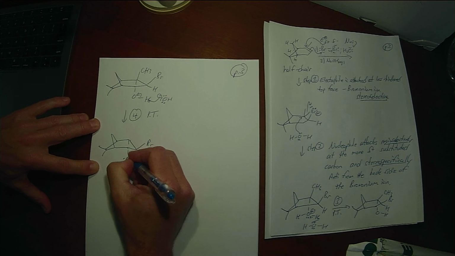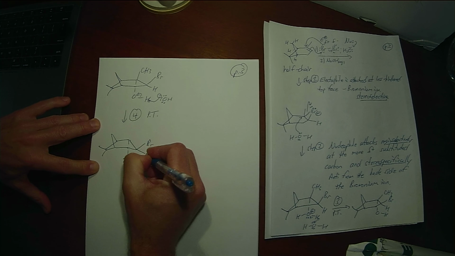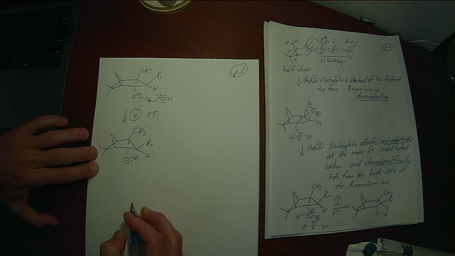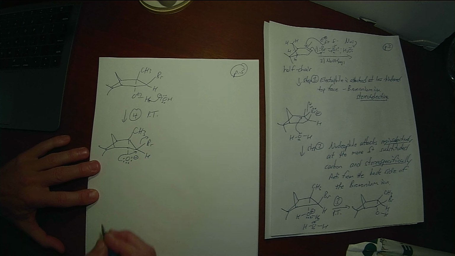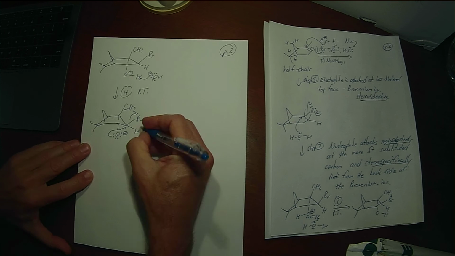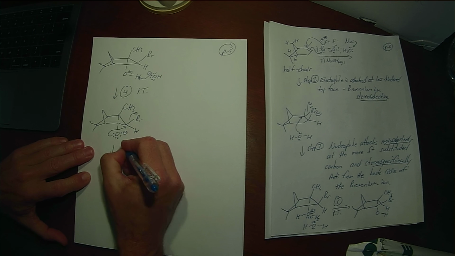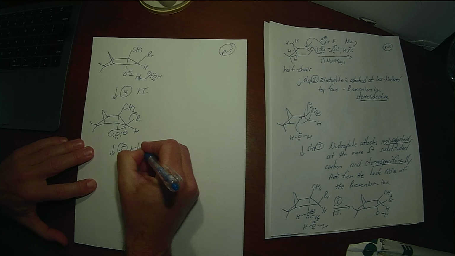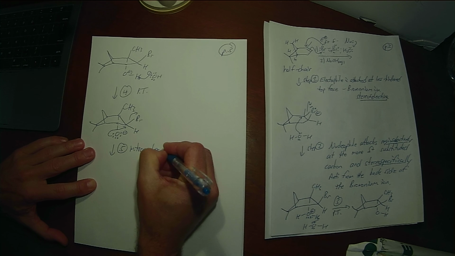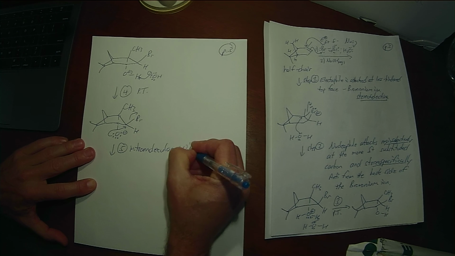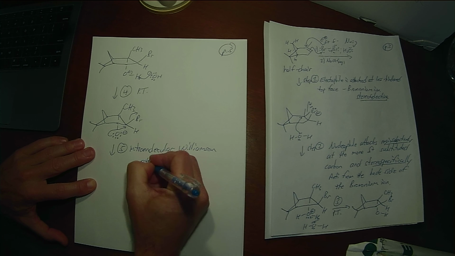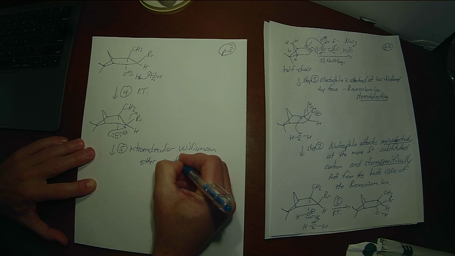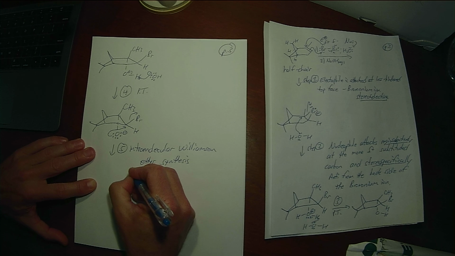And now we have the O minus situated perfectly to where it can come in and do an SN2 reaction to kick bromide off, and now we've inverted the stereocenter where the bromine was. This is an intramolecular Williamson ether synthesis. And it goes SN2.